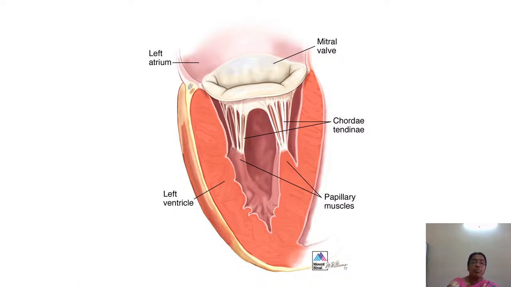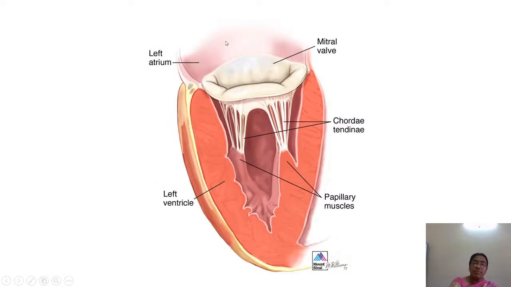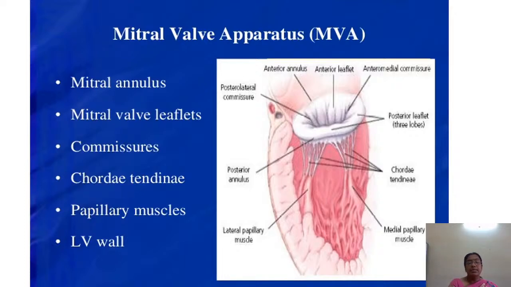This mitral valve complex comes along with the orifice, which is called the left atrioventricular orifice. So this orifice is called the atrioventricular orifice along with the complex called the mitral valve complex. As such, on the left side, there is a bicuspid valve which forms a complex called the mitral valve complex or mitral valve apparatus. So what does this apparatus consist of?